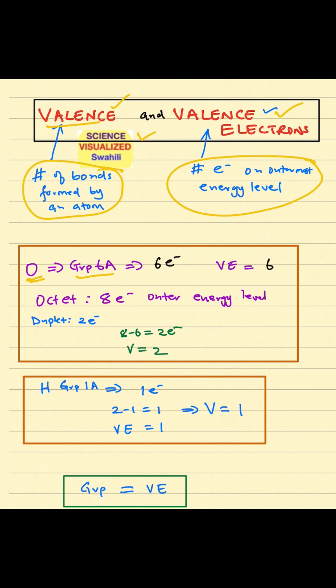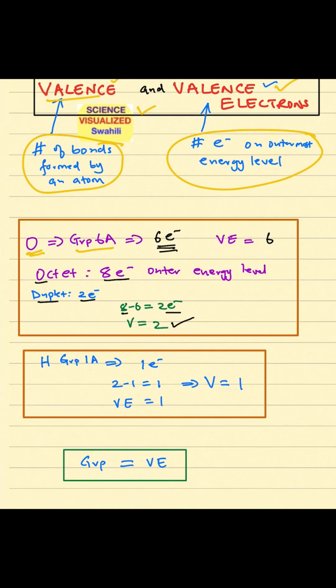Now I'd like to introduce two rules. The octet rule states that atoms gain stability when they have 8 electrons on the outer energy level, while the duplet rule says that atoms attain stability when they have 2 electrons on the outer energy level. Looking at oxygen, it has 6 electrons, and for it to gain 8 electrons, it's missing 2 electrons, and therefore it will form 2 bonds, so it has a valence of 2.